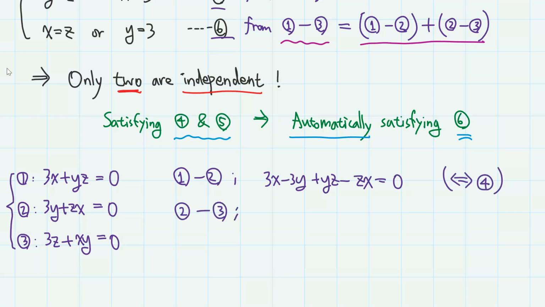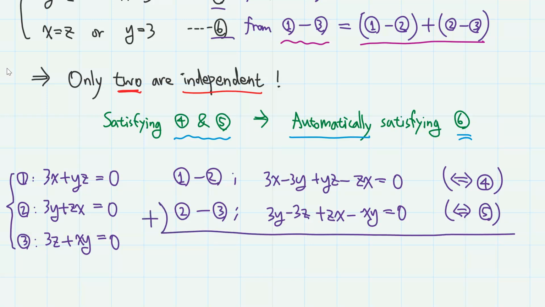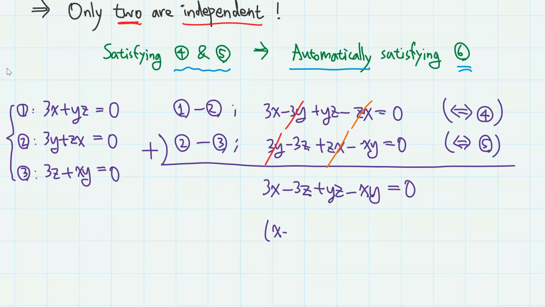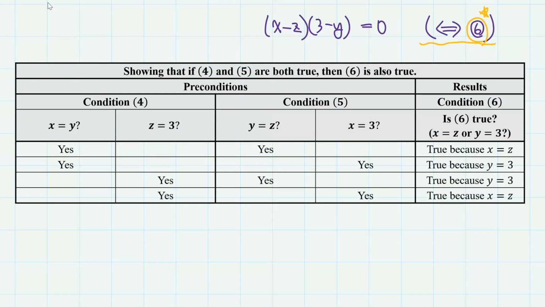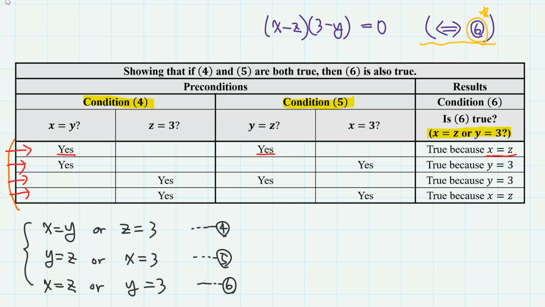And from equation 2 minus equation 3, we have 3y minus 3z plus zx minus xy equals 0, which is equivalent to condition 5. And if we add the two equalities side by side, we obtain 3x minus 3z plus yz minus xy equals 0. So (x minus z) times (3 minus y) equals 0, which is equivalent to condition 6. We can also verify this dependency using the case table as shown here. In the table, 4 cases are shown where both conditions 4 and 5 are satisfied. For example, if x equals y and y equals z, then both conditions 4 and 5 are satisfied. In that case, we have x equals z, so we know that this condition 6 is also satisfied. And for the other three cases, you can see how condition 6 is also satisfied as well. So knowing that only two out of three conditions 4, 5, and 6 are independent, we can cover all possible cases just by considering only two conditions, conditions 4 and 5.